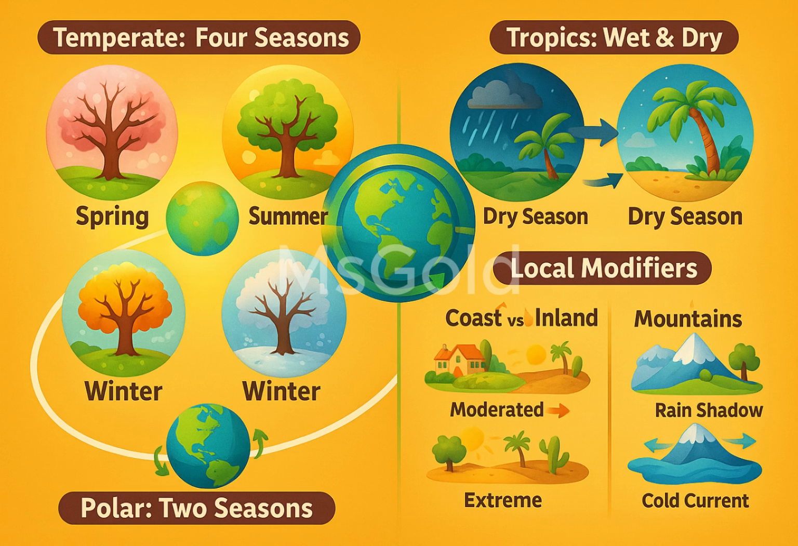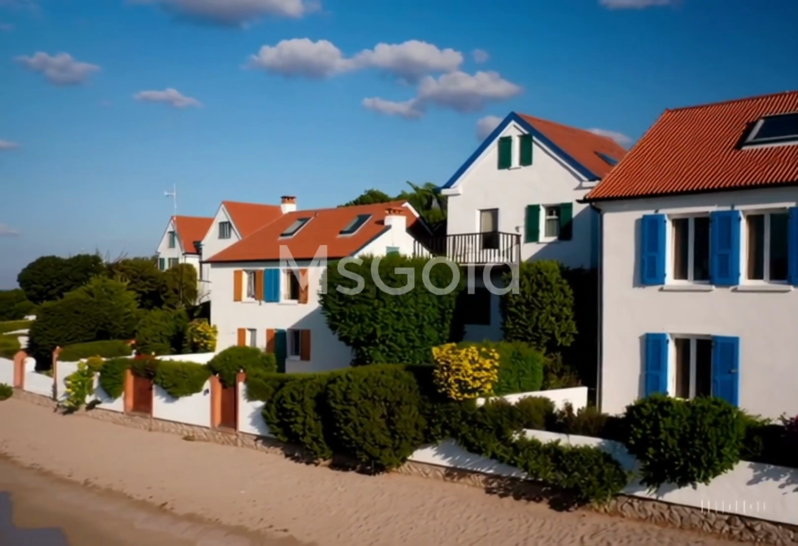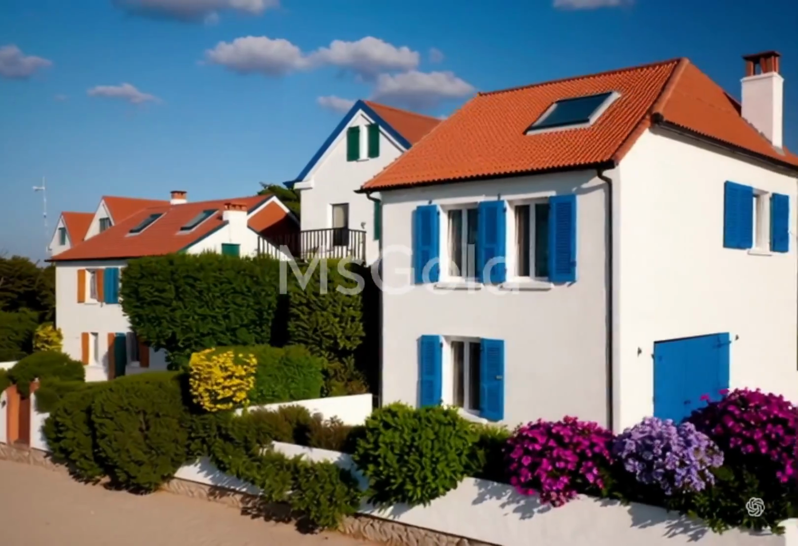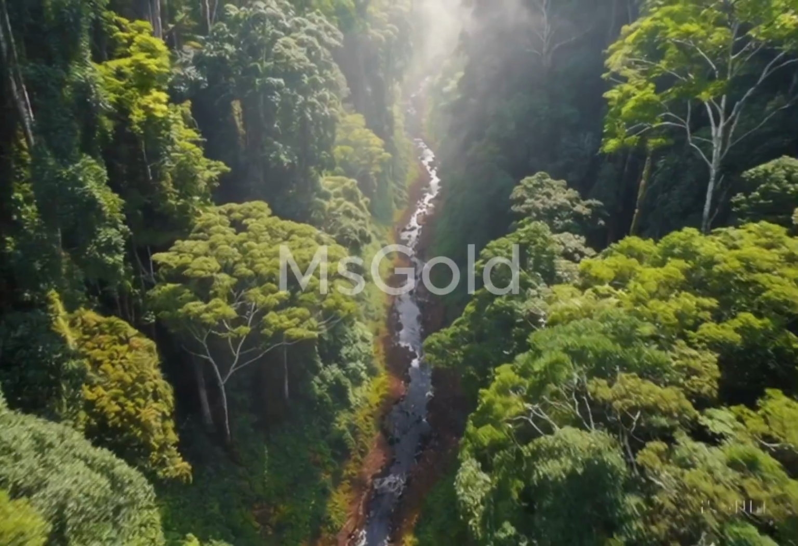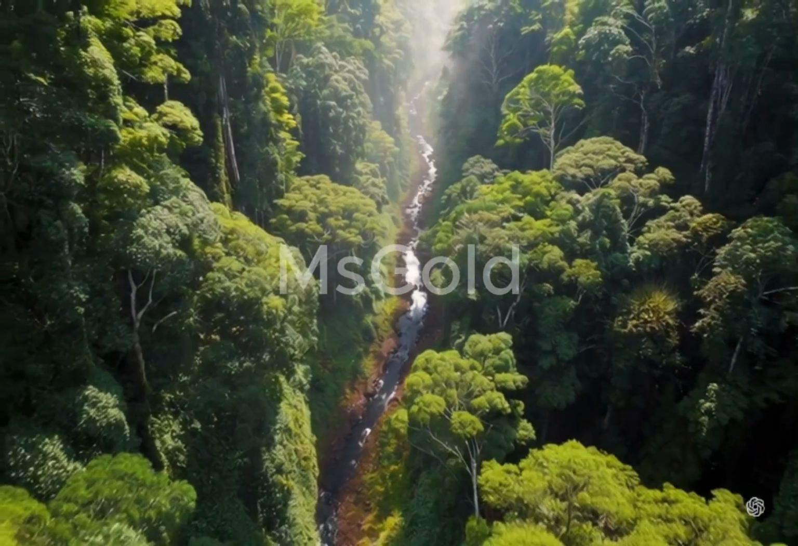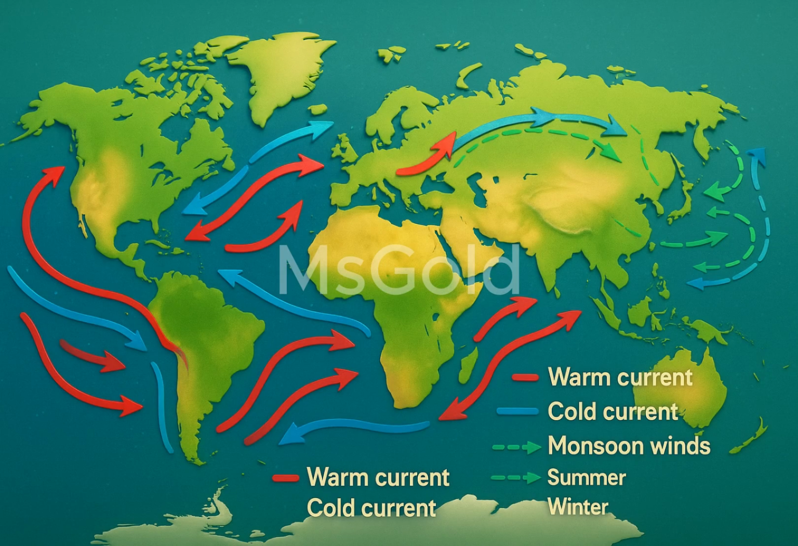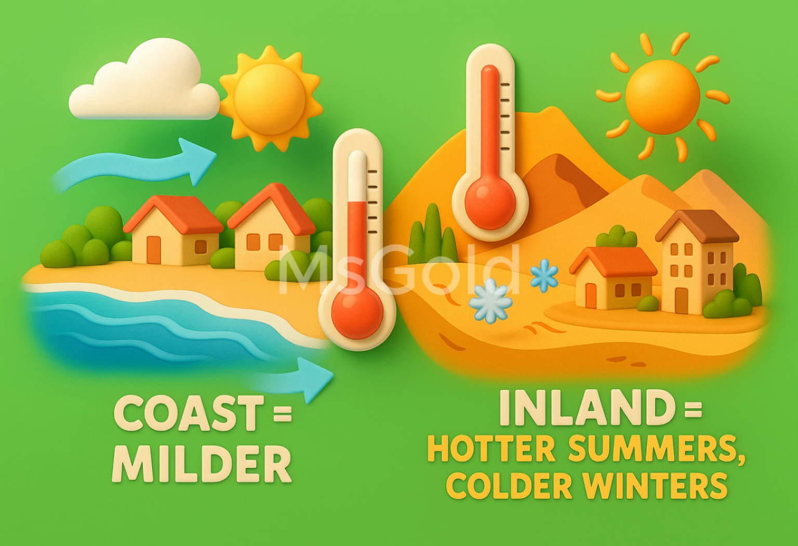Also, there are local helpers like oceans, mountains, and currents. These fine-tune the feel of the place, but latitude is the main reason for the seasons. Places near the ocean have milder seasons. Far inland places have hotter summers and colder winters. Mountains can block rain and make rain shadows. Warm and cold currents can also tweak temperatures. Just remember, for seasons, latitude leads and the local stuff only tweaks the conditions.